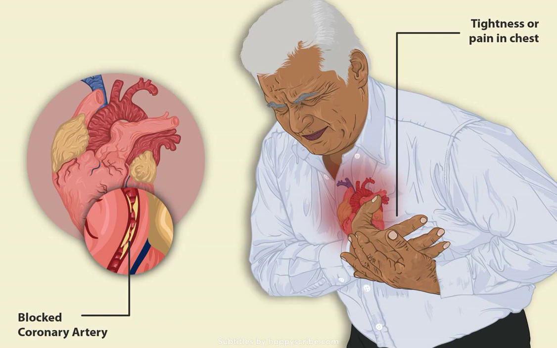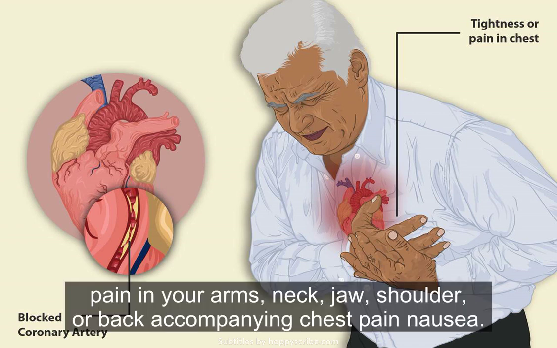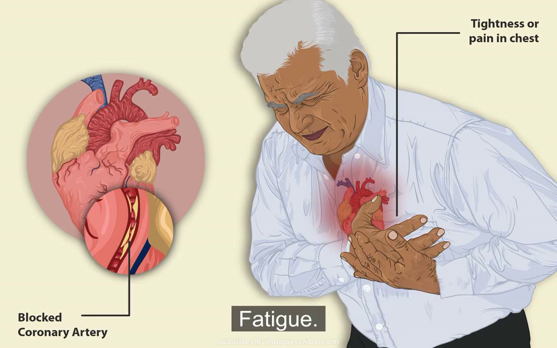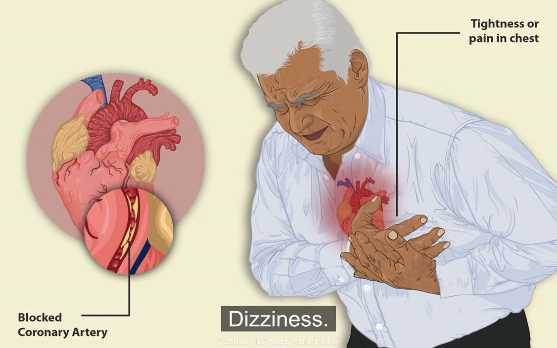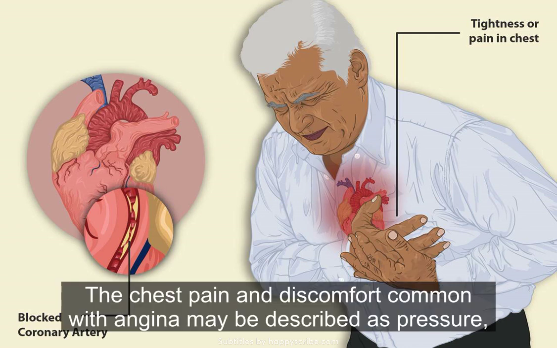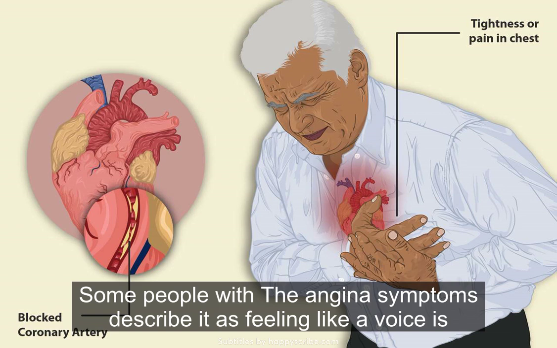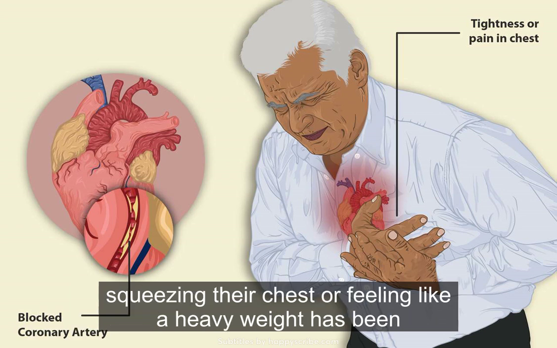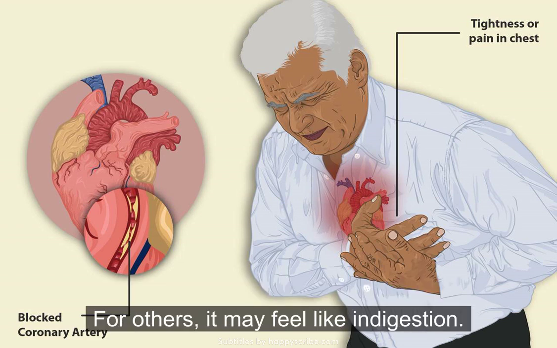Symptoms. Symptoms associated with angina include chest pain or discomfort, pain in your arms, neck, jaw, shoulder or back accompanying chest pain, nausea, fatigue, shortness of breath, sweating, dizziness. The chest pain and discomfort common with angina may be described as pressure, squeezing, fullness or pain in the center of your chest. Some people with angina symptoms describe it as feeling like a vice is squeezing their chest or feeling like a heavy weight has been placed on their chest. For others, it may feel like indigestion.